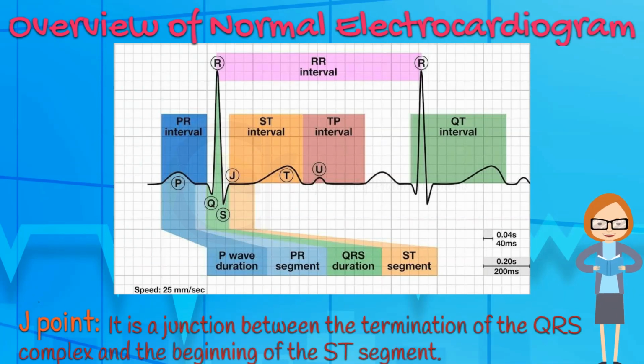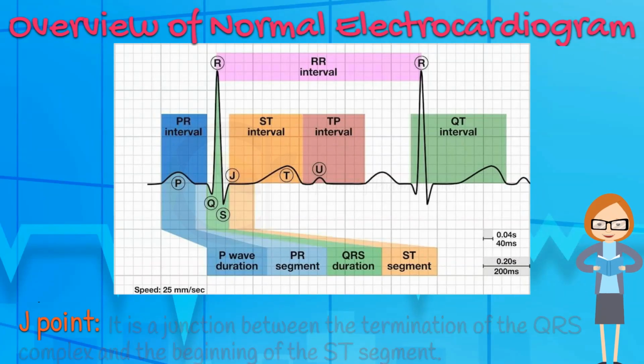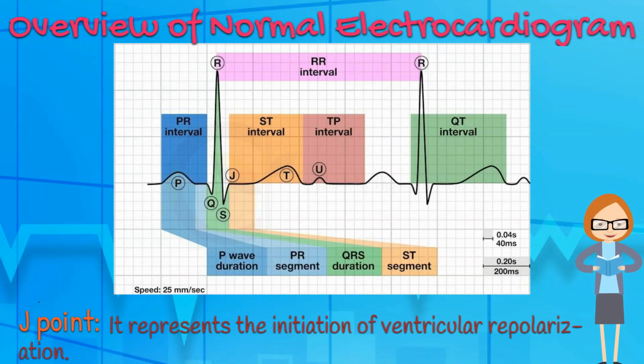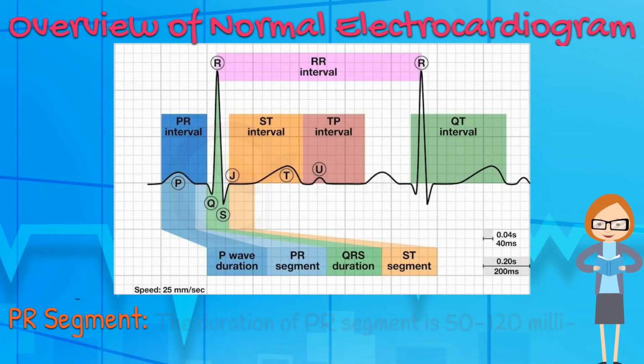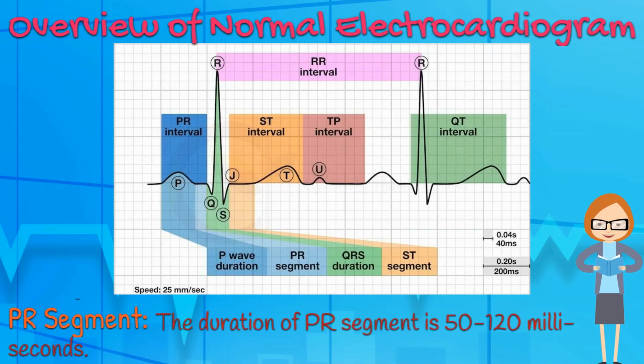J point is a junction between the termination of the Q or S complex and the beginning of the ST segment. It represents the initiation of ventricular repolarization. The PR segment represents the electrical conduction through the atria and the delay of the electrical impulse in the atrioventricular node. The duration of PR segment is 50 to 120 milliseconds.